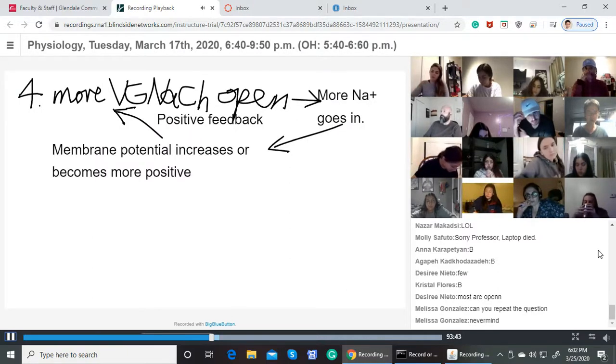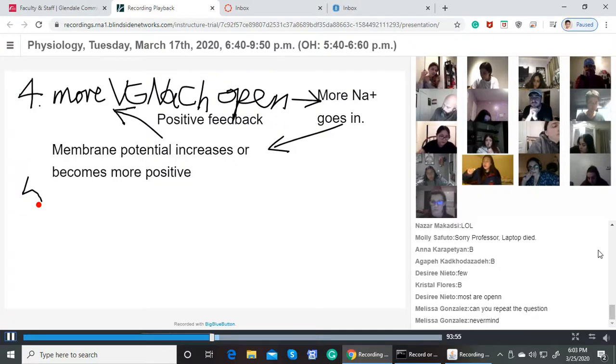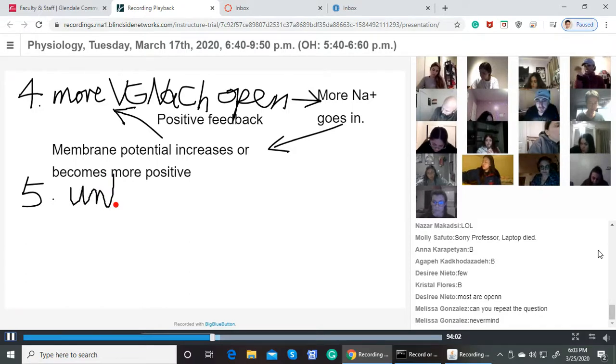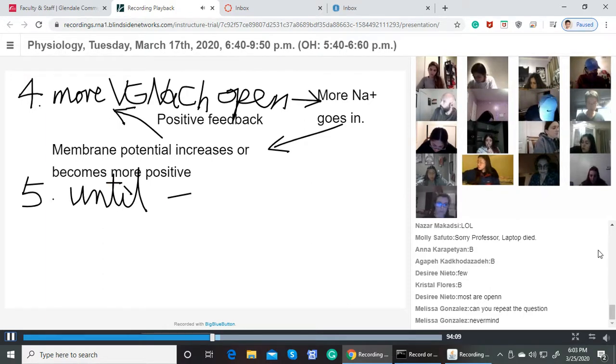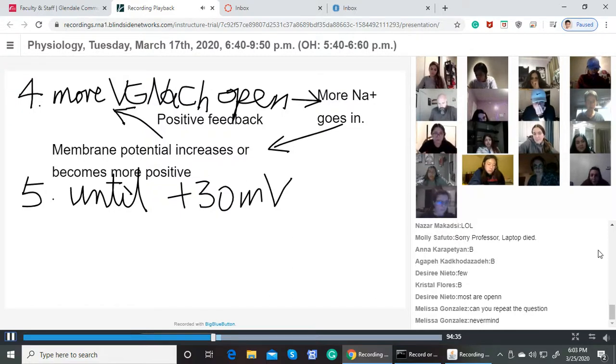So positive feedback is the one that brings the membrane potential to the peak. What is the peak? Until positive 30 millivolt. So this is the peak. Have I forgotten something? Yes, I forgot something. Guess what I forgot? If you can guess what I forgot, I'll be very happy. When does it inactivate and stop?